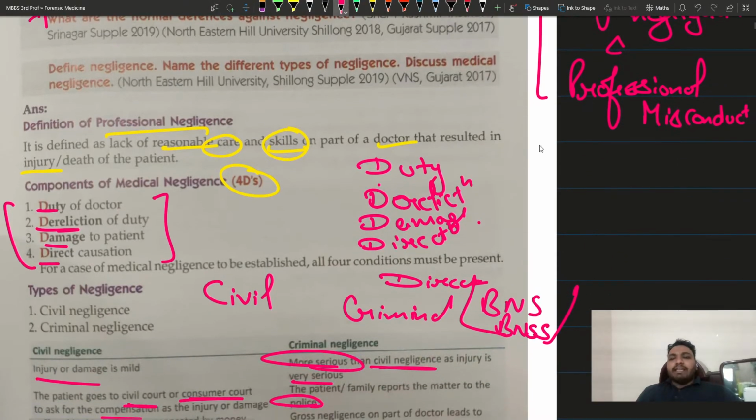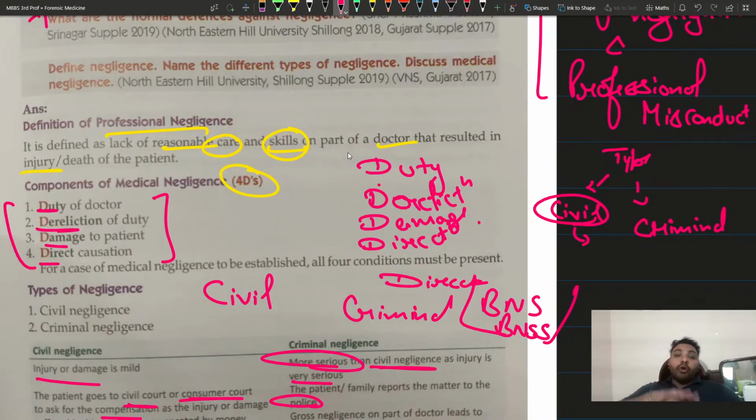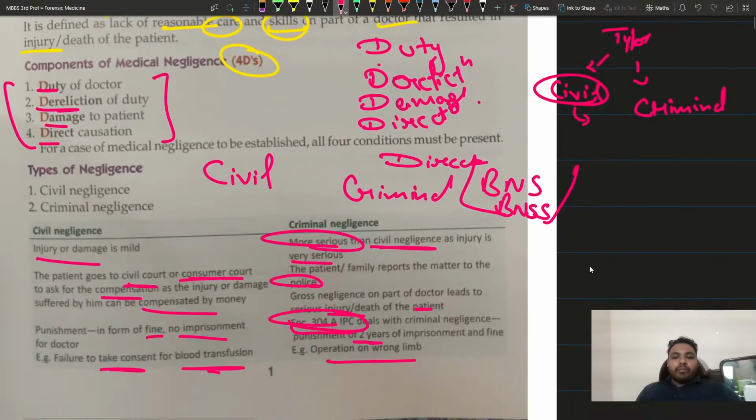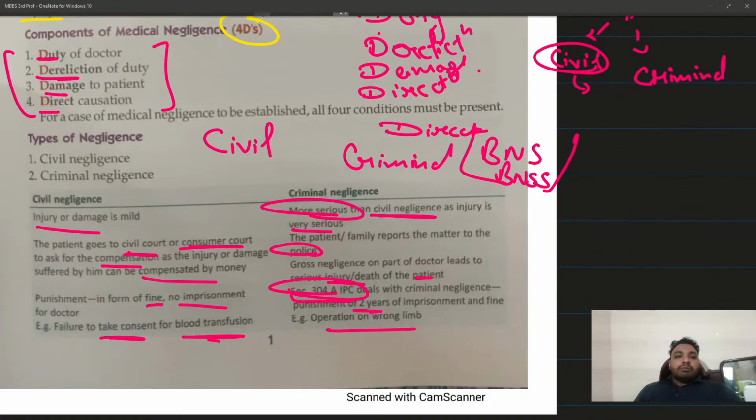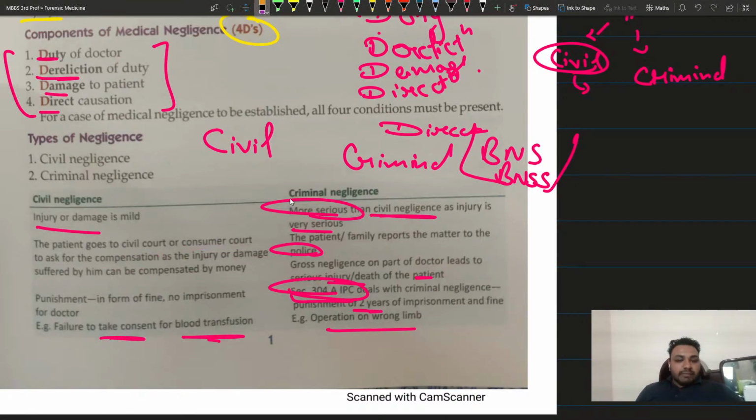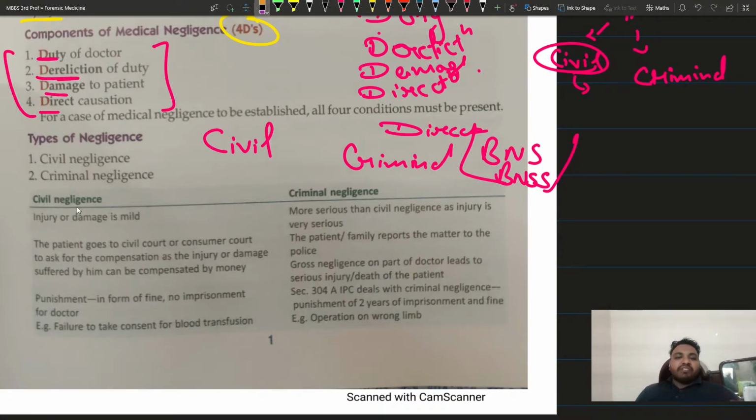There are two types of negligence. One is civil, second is criminal. The third is also there, in which firstly the patient or the relatives of the patient file a civil complaint, but then also report to the police. So it will be civil criminal negligence. Now let's just know what is a civil negligence and what is a criminal negligence.